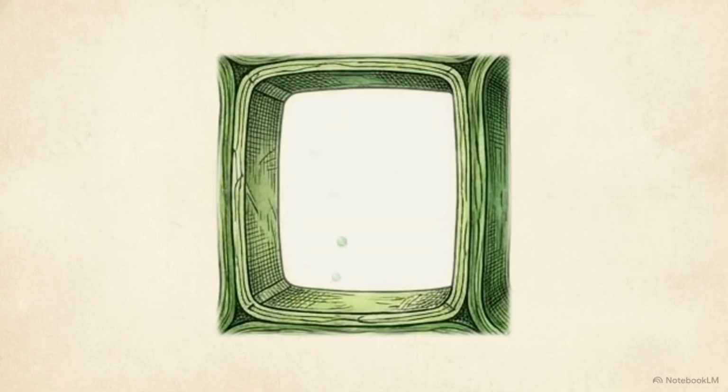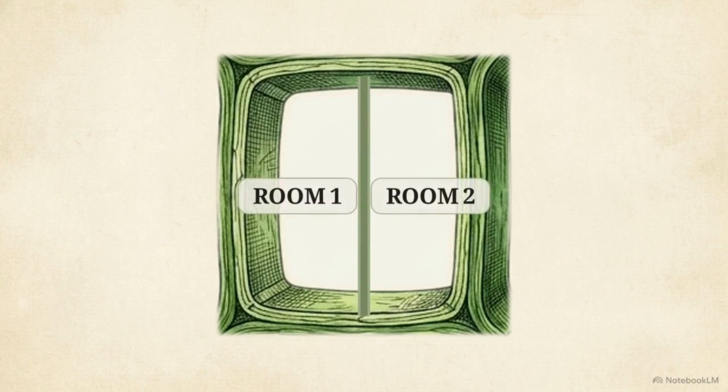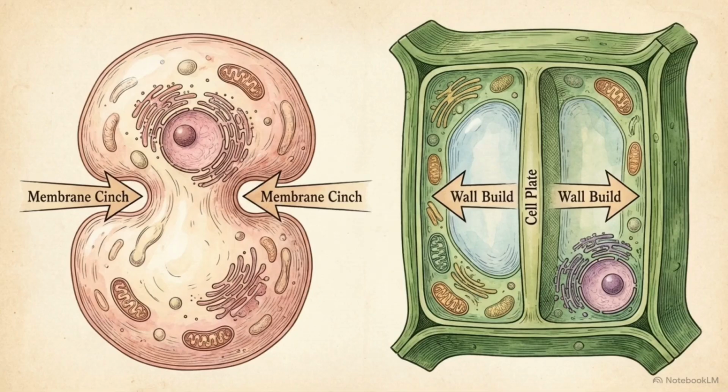Instead, they must build a brand new wall right down the middle, growing it from the inside out until the single box becomes two separate rooms. This simple architectural difference, a wall versus a membrane, changes the fundamental way a living thing grows and reproduces.